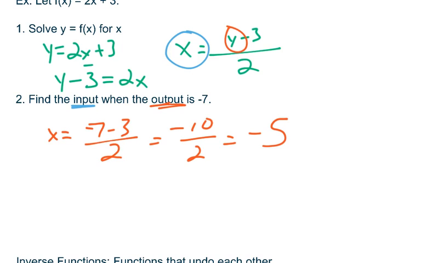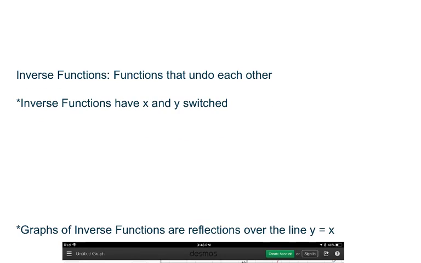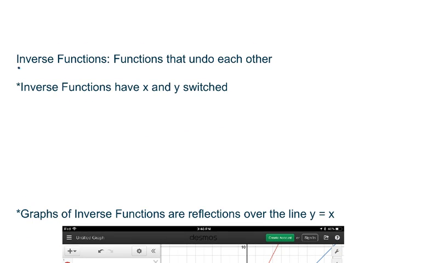That's going to be the first part of your assignment, where it's going to have you solve for the opposite variable, or replace f of x with y, and then solve for the input, or the independent variable. And then it will give you the output, and you need to go find the input. The meat and potatoes of this section centers on the idea of inverse functions. Inverse functions are functions that undo each other. In inverse functions, the x's and y's are reversed, or switched.